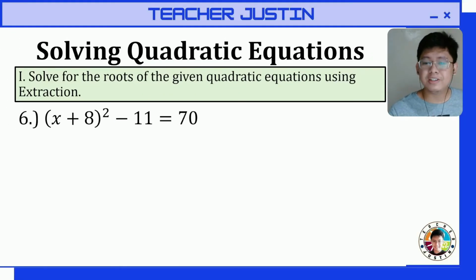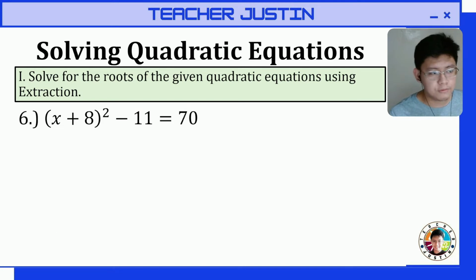Okay, let's have our sixth item. So, let's solve for the roots of this quadratic equation using extraction. So, itong quadratic equation natin, we have the square quantity of x plus 8 minus 11 equals 70.